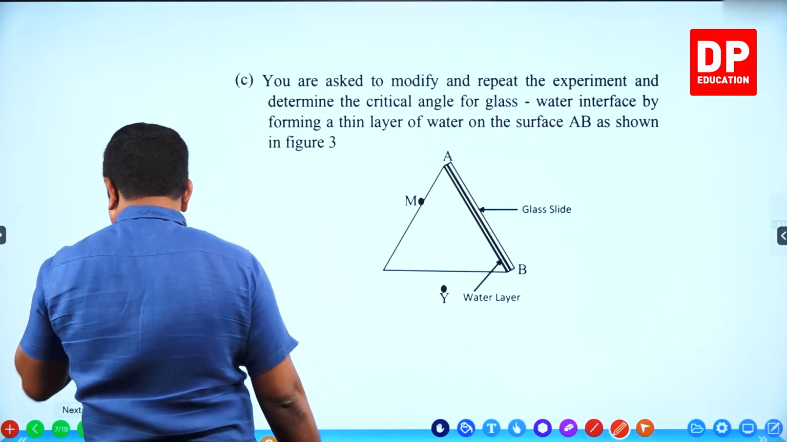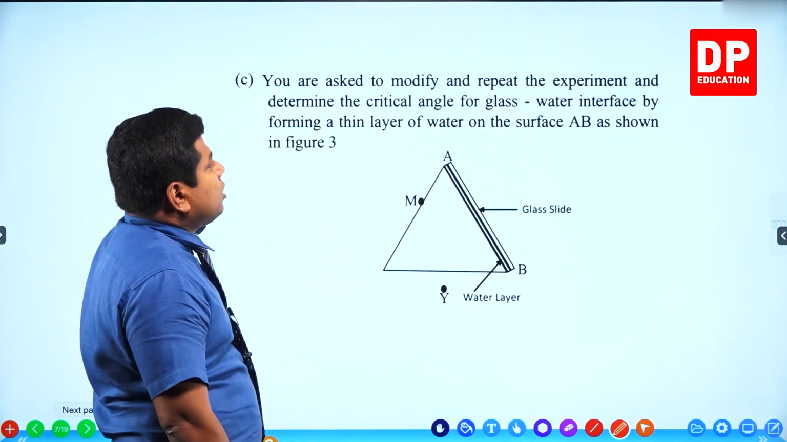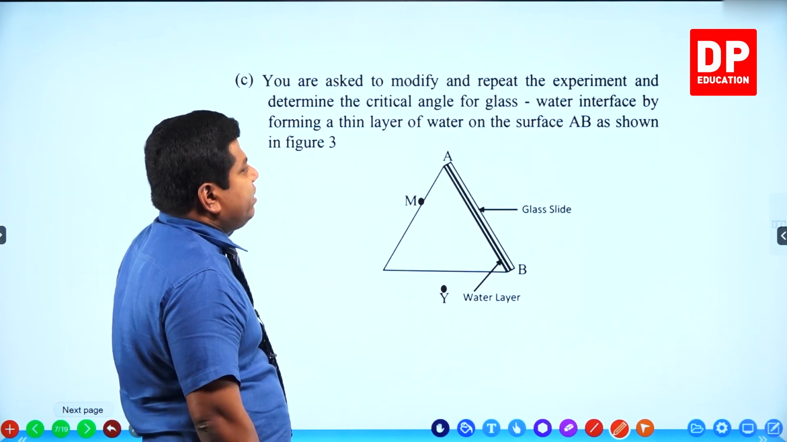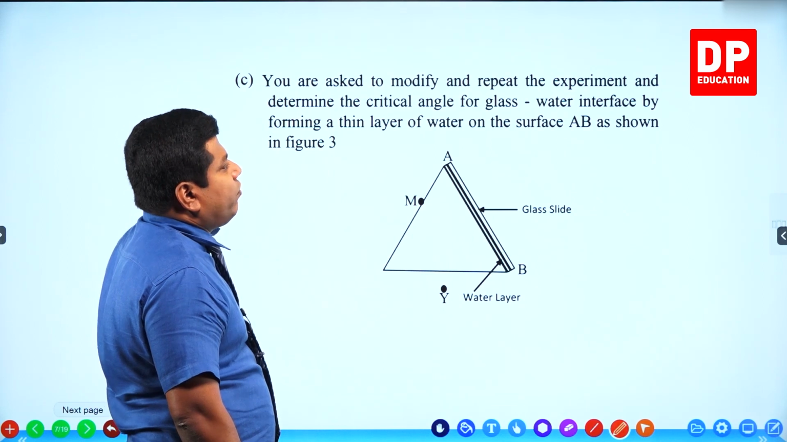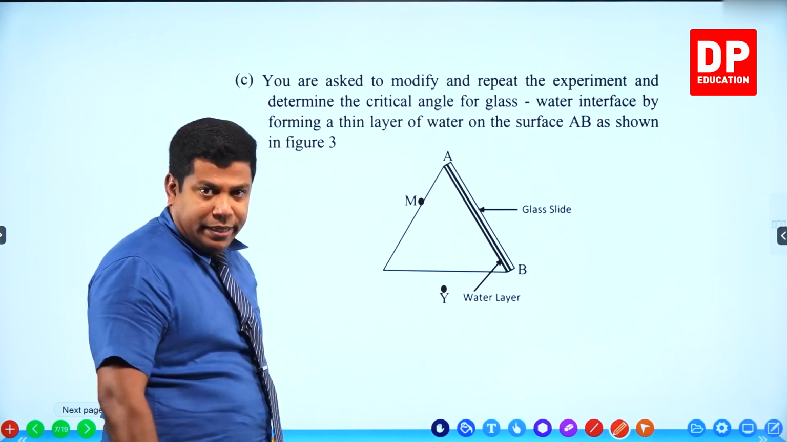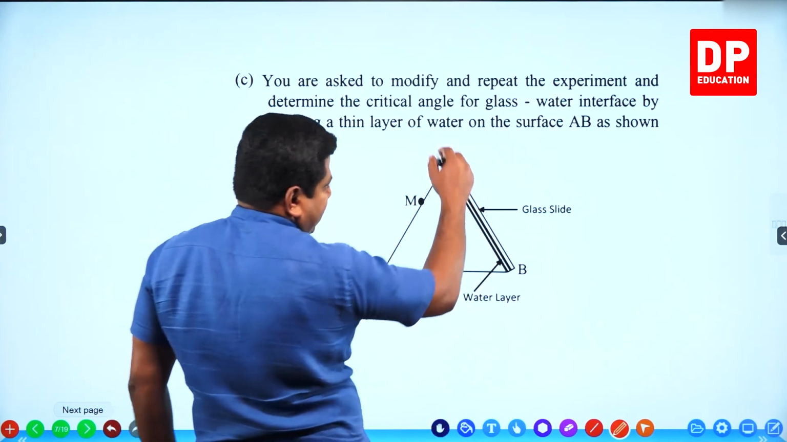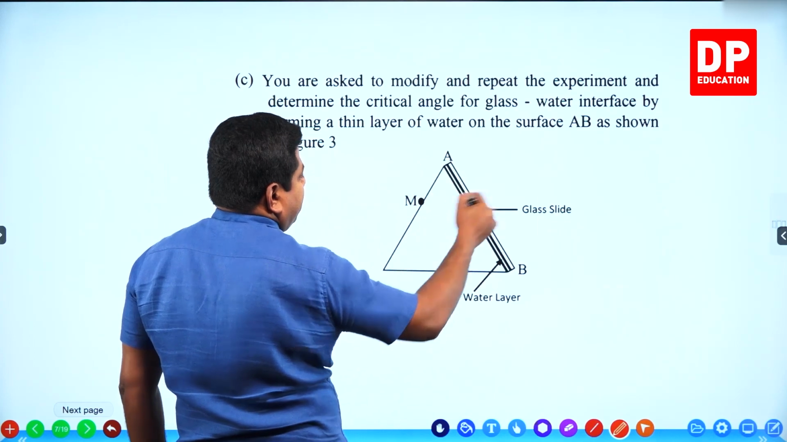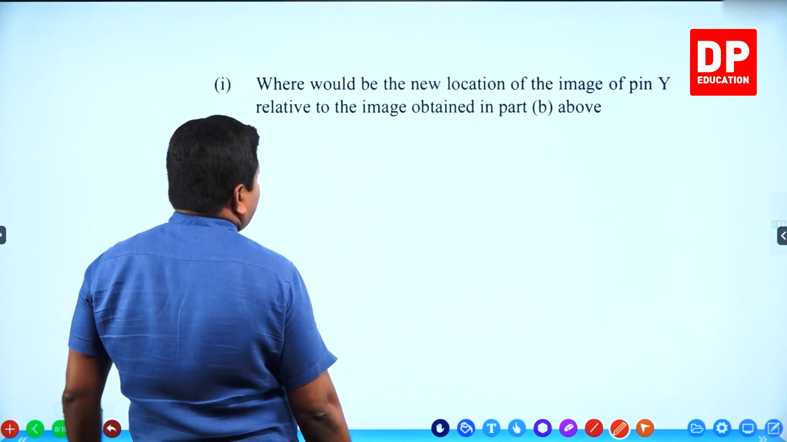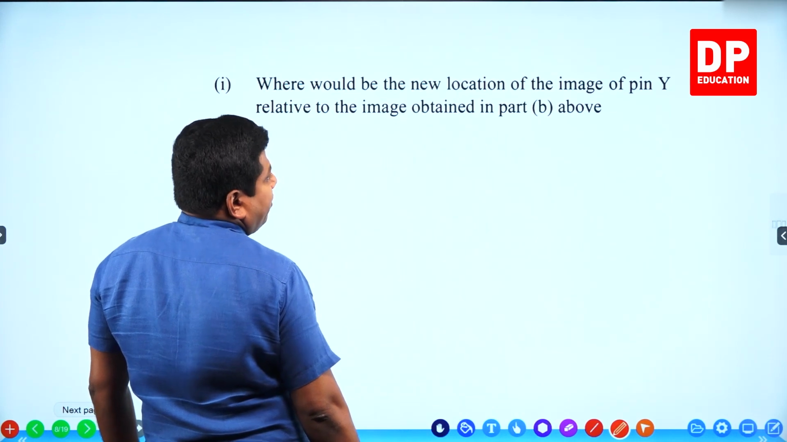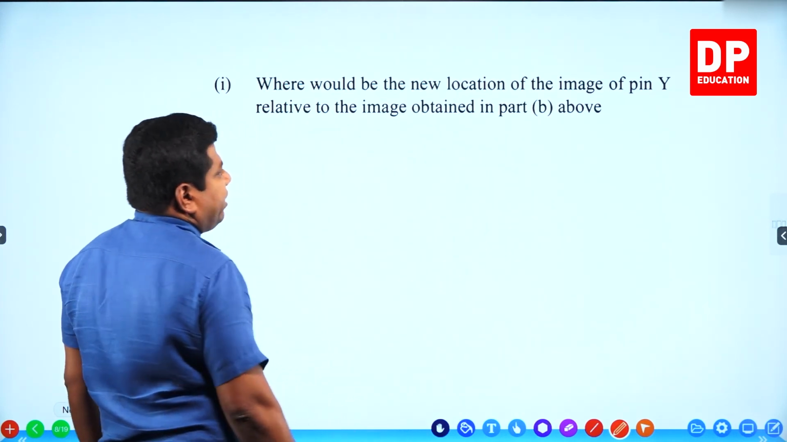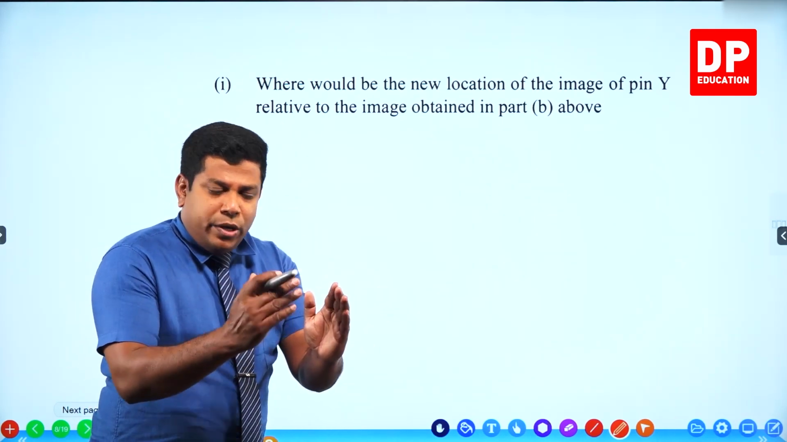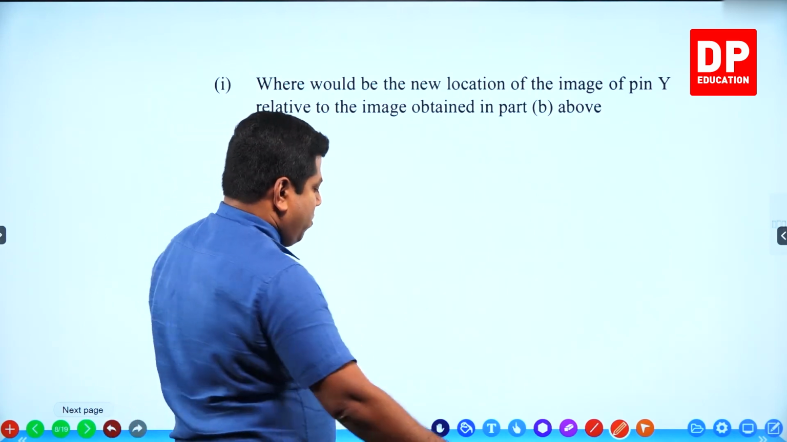Next, you are asked to modify and repeat the experiment and determine the critical angle for glass water interface by forming a thin layer of water on surface AB as shown in figure 3. So as we discussed, you keep a glass slide having a water layer in between the prism and the glass slide. Where would be the new location of the image of pin Y relative to the image obtained in part B above? First, without the water layer, only the prism was there. There was an image. Let's go back to that point.